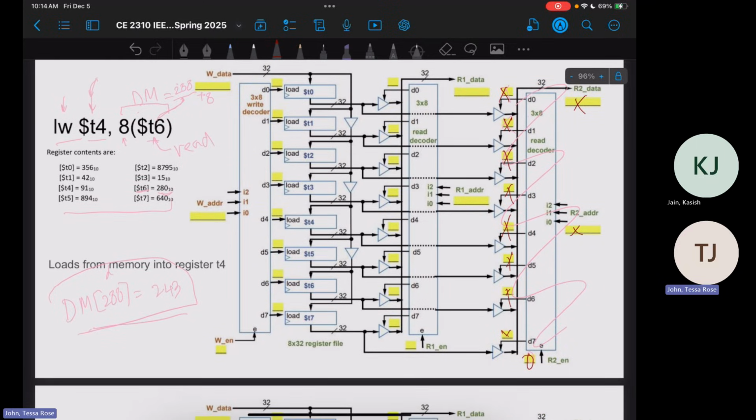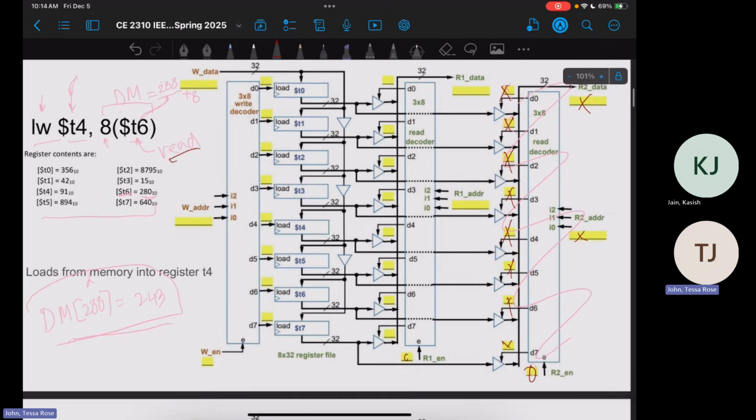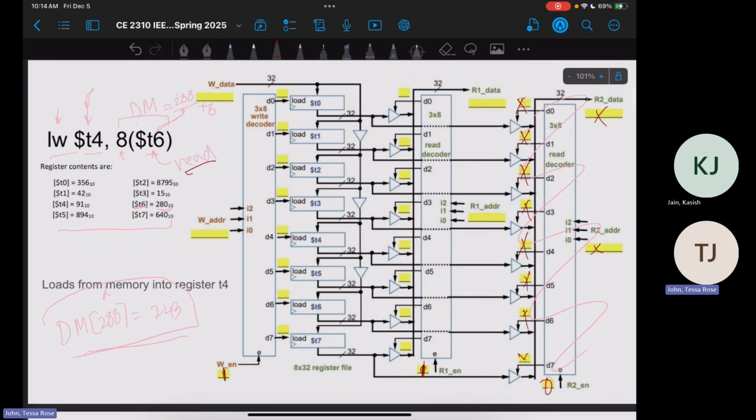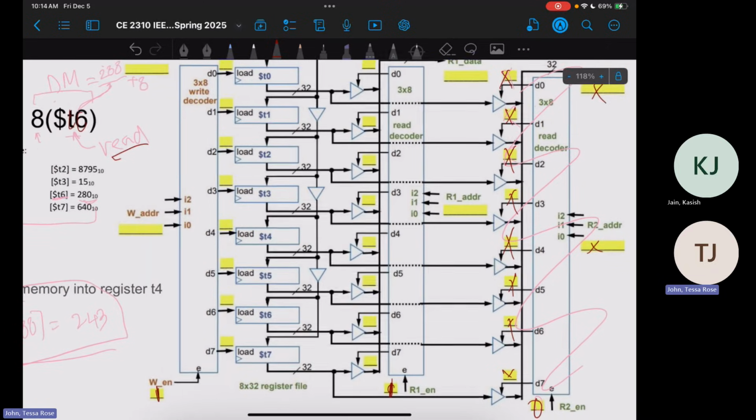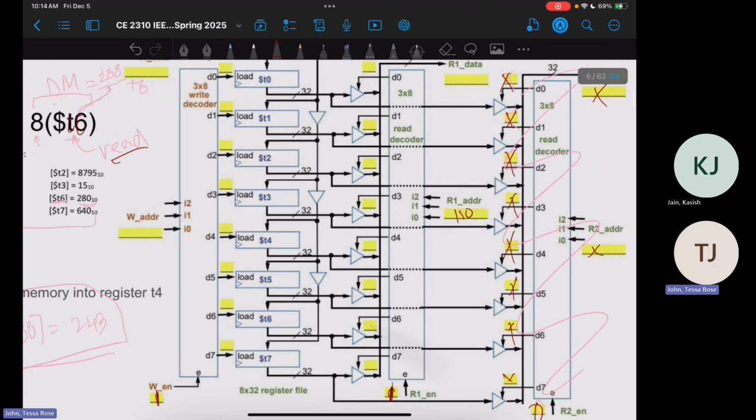You can start either way, but let's start with the read. So we have the read enable, so this would be 1, and we're also writing, so the enable is 1 for both of them. And when we're reading T6, in the adder we write the 6 in binary, which is 110. So we're accessing D6, so you just put 1 here, and then the rest of them are just 0.